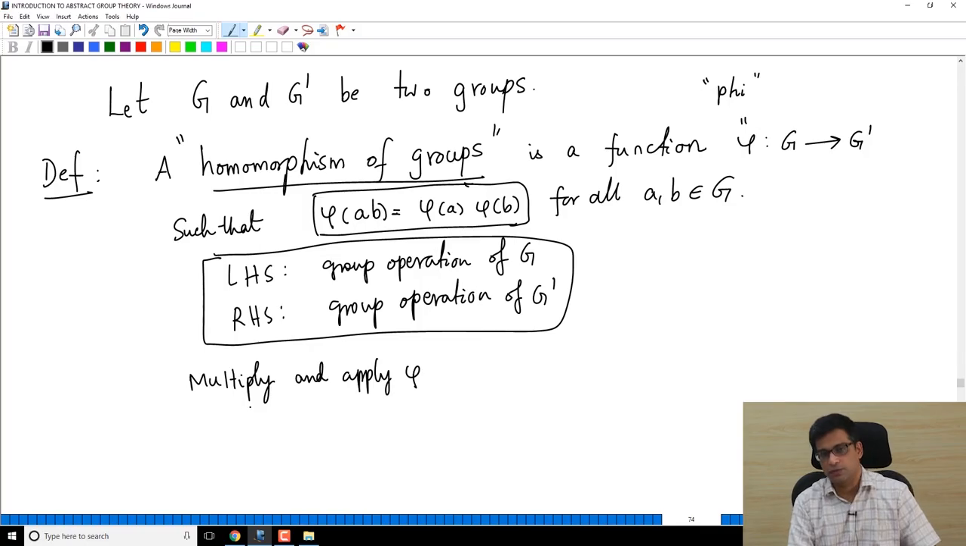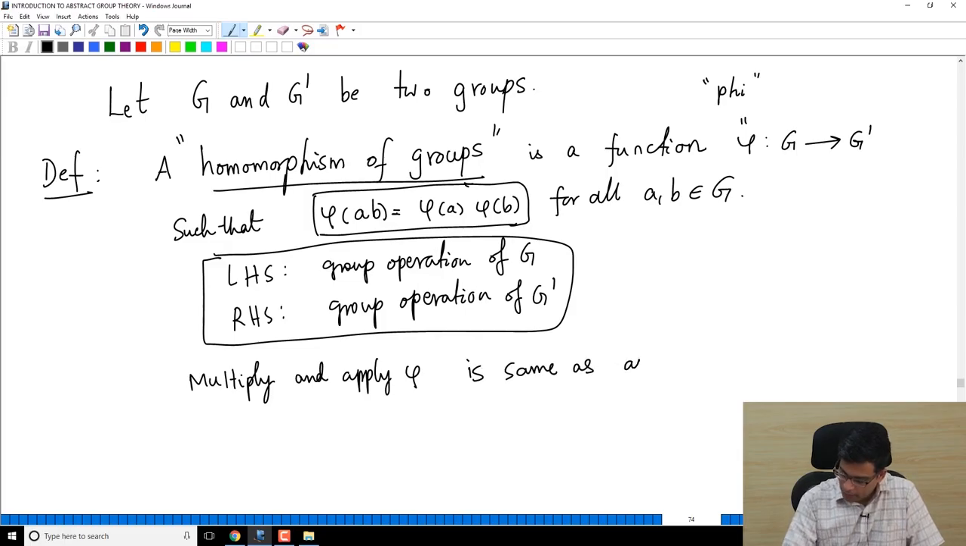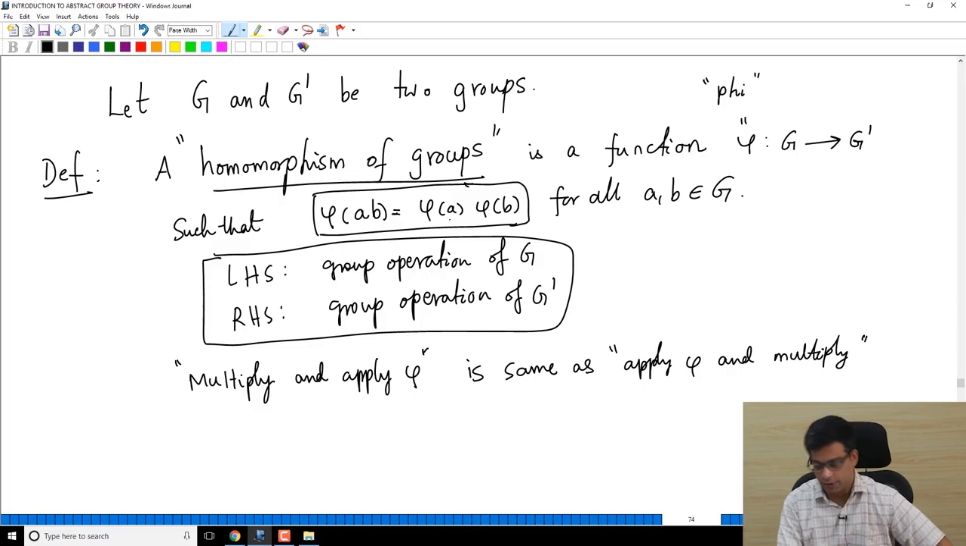Remember, when I use the word multiply, I really use it to stand for the binary operation of the group G. It's not multiplication of ordinary integers or rational numbers, right? Because G is an arbitrary abstract group. So multiply is just a convenient word to indicate the binary operation. Multiply and apply phi, that's what we have done on the left hand side, is the same as apply phi and multiply, which is what we have done on the right hand side. We applied phi first and then multiplied. So we started with A and B. We first multiplied them and then applied phi to get phi of AB. On the right hand side, we apply phi first to A and B separately and then multiply. So a group homomorphism is one where these two operations give you the same answer.